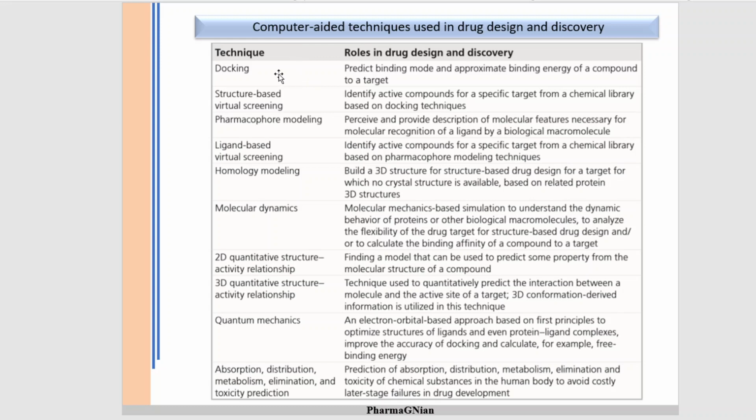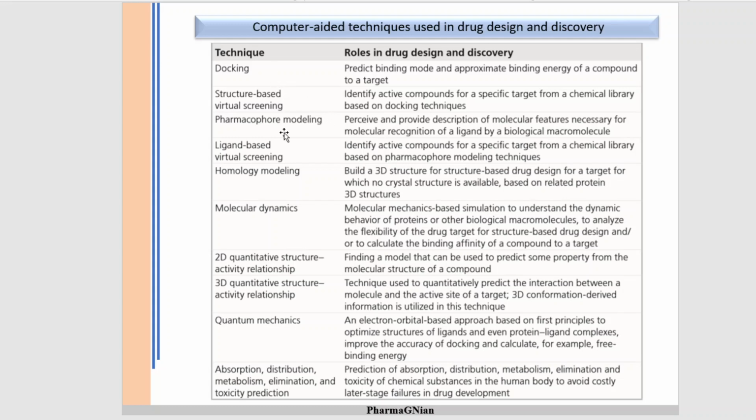The first technique involved in computer-aided drug design and drug discovery is docking, and it has the role to predict the binding mode and to approximate the binding energy of the compound to a target. The next technique is structure-based virtual screening, and it has the role to identify the active compounds for a specific target from chemical libraries, that is chemical databases, based on the docking technique.